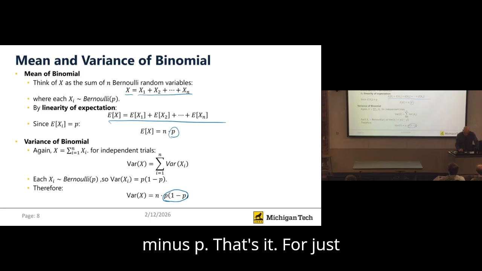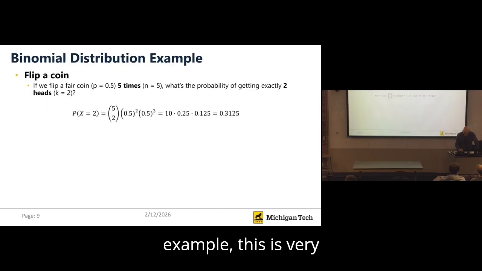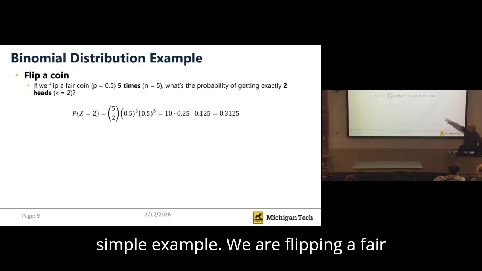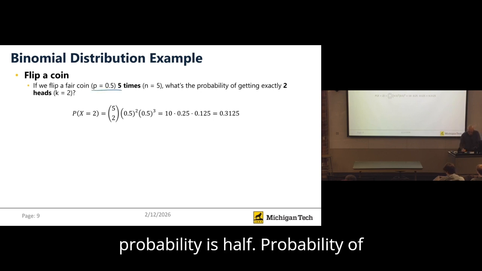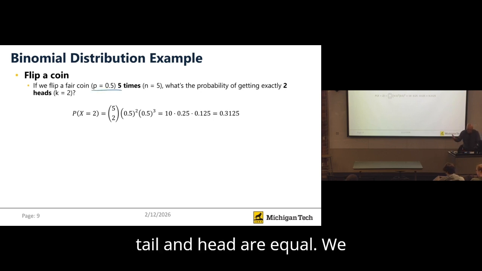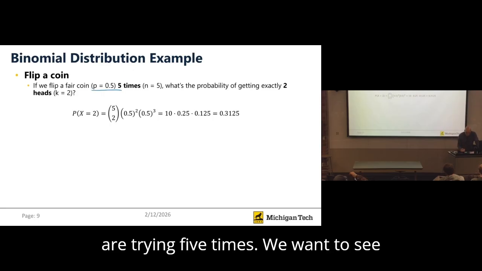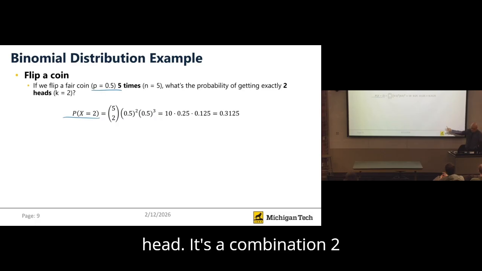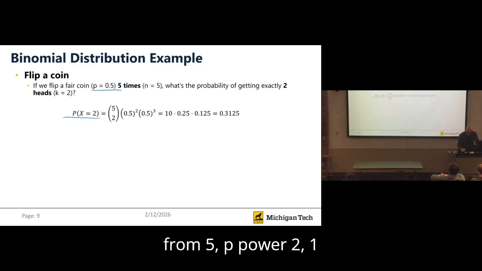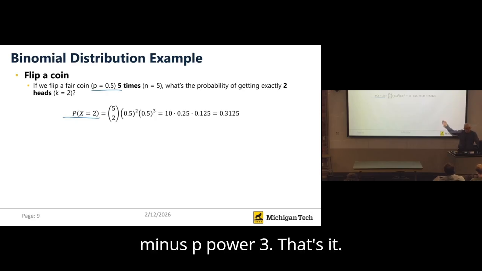That's it. Just for example, this is a very simple example. We are flipping a fair coin. The probability is half. The probability of tail and head are equal. We are trying 5 times. We want to see the probability of getting head 2 times. So combination 2 from 5, p power 2, 1 minus p power 3.